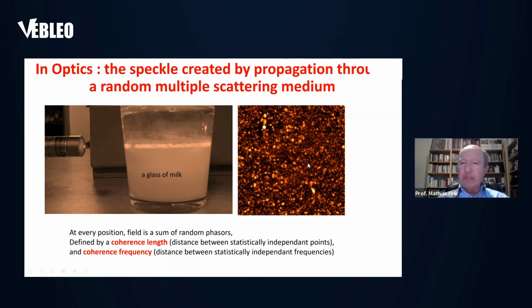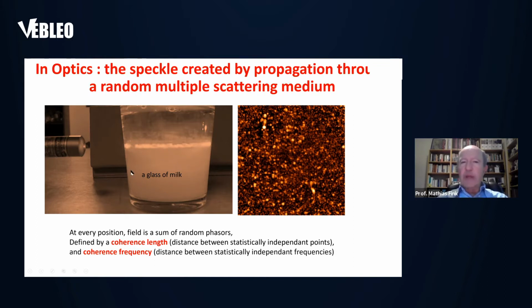And in fact, when you see this kind of figure that results from the interaction of light with milk, you can define what is called the coherence length, the distance between two bright spots, and the coherence frequency. If you change the frequency of light from red to blue or from red to green, the speckle will change completely. And these two concepts are very important.